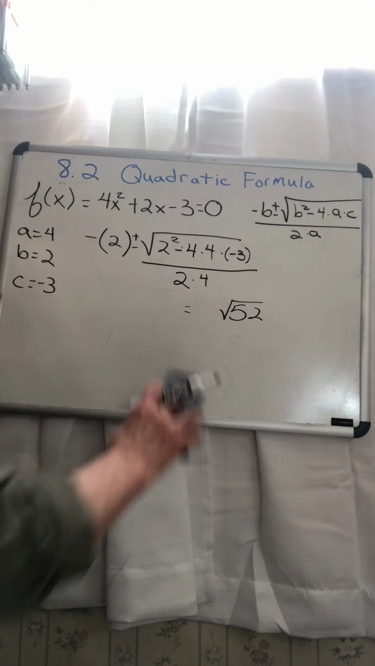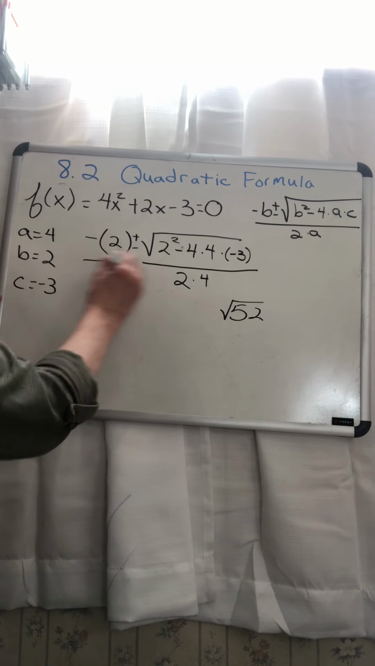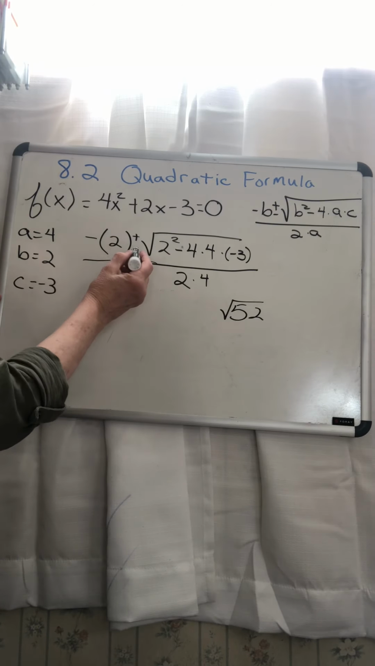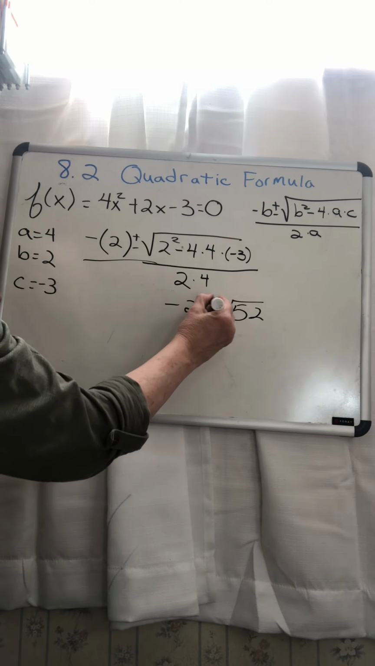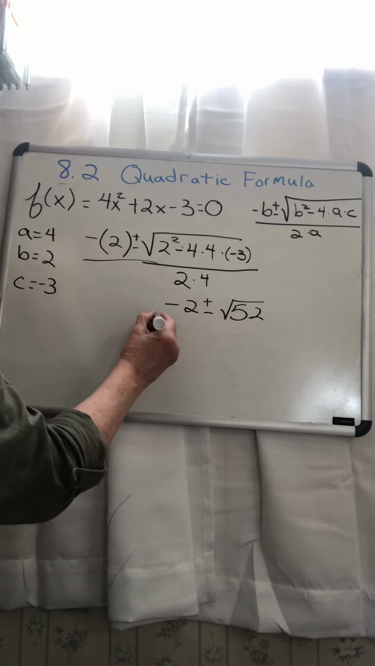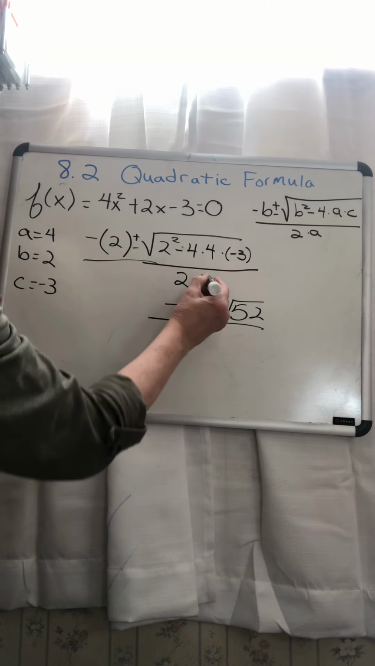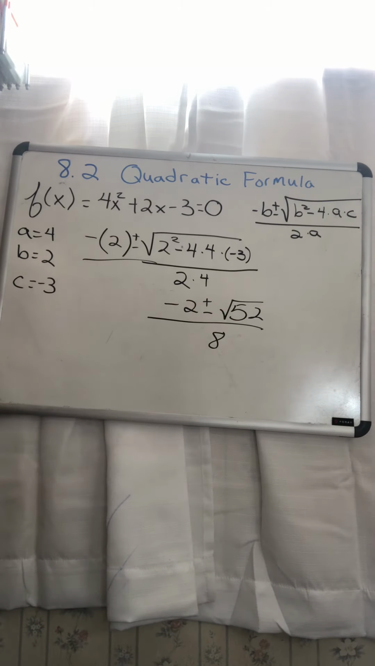So outside the radical, we have a negative 2 plus or minus. So that means it's going to be a negative 2 plus or minus the square root of 52 divided by 2 times 4, which is 8.